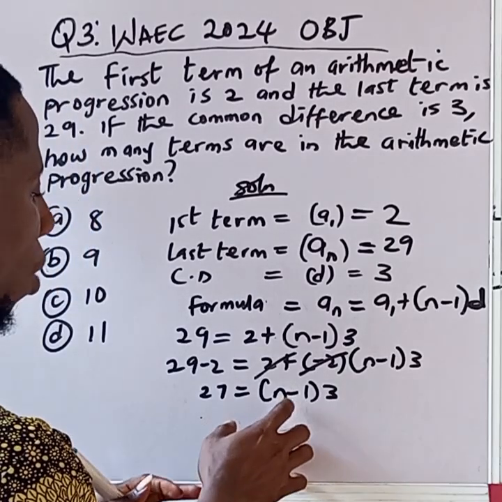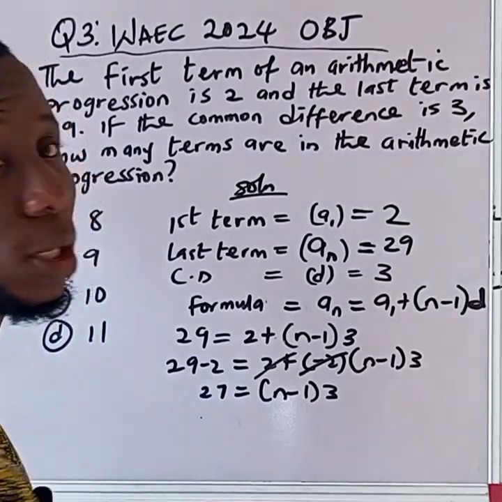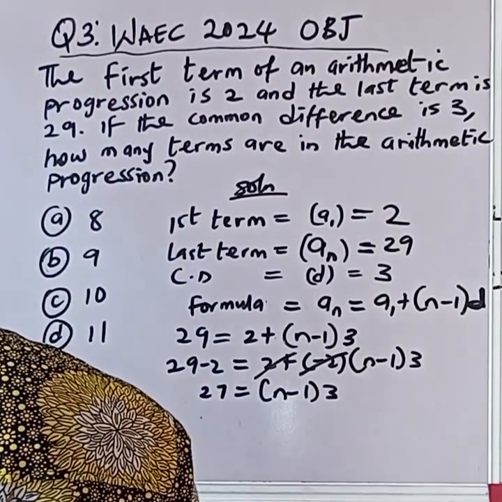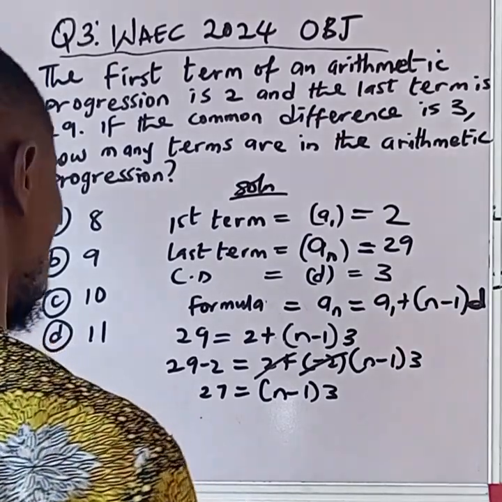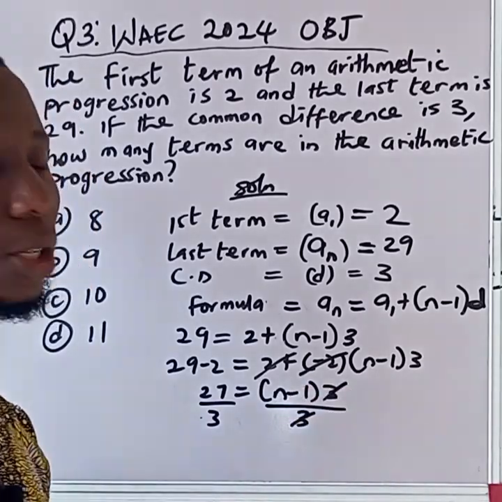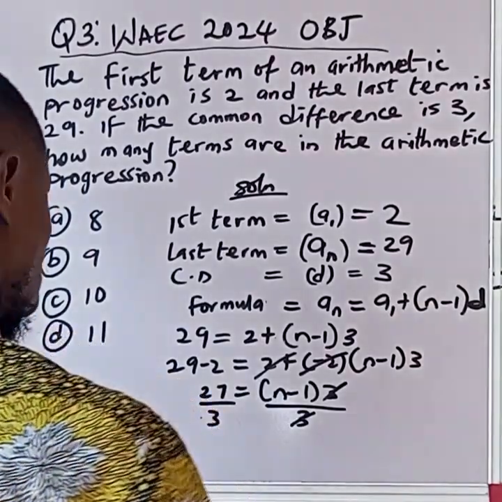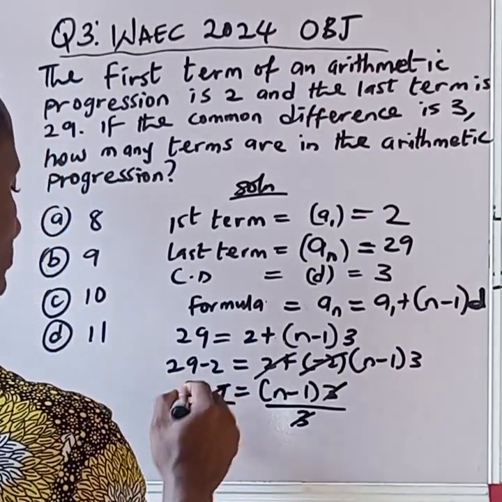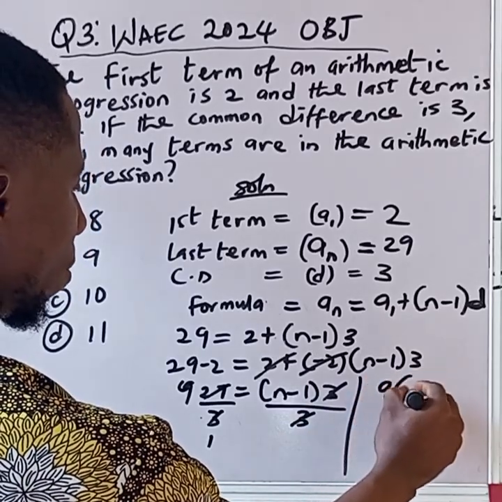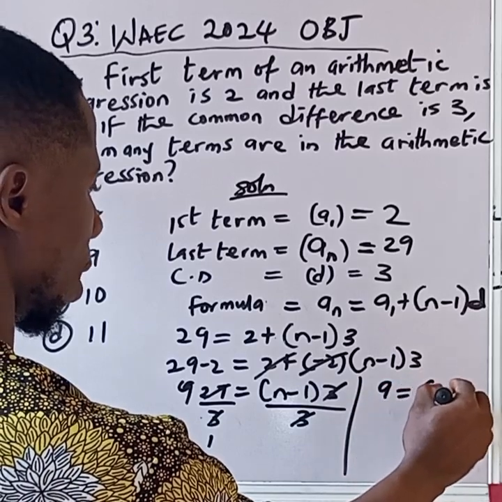So now we are looking for this n minus 1. What are we going to do? We are going to divide both sides by 3. If we divide both sides by 3, the 3 cancels out this 3. 3 into 27 is 9. So our answer is 9 equals n minus 1.